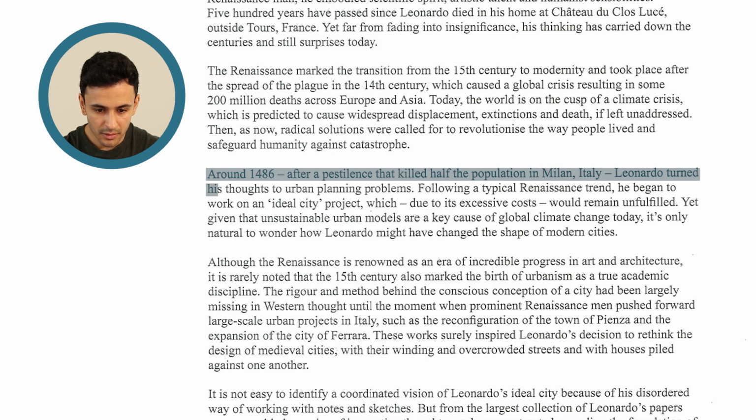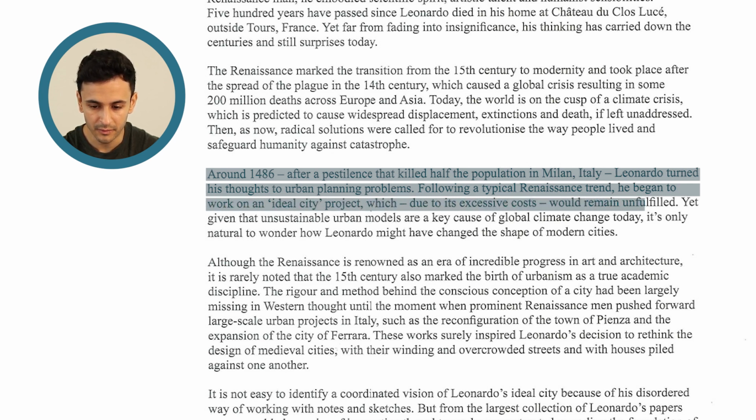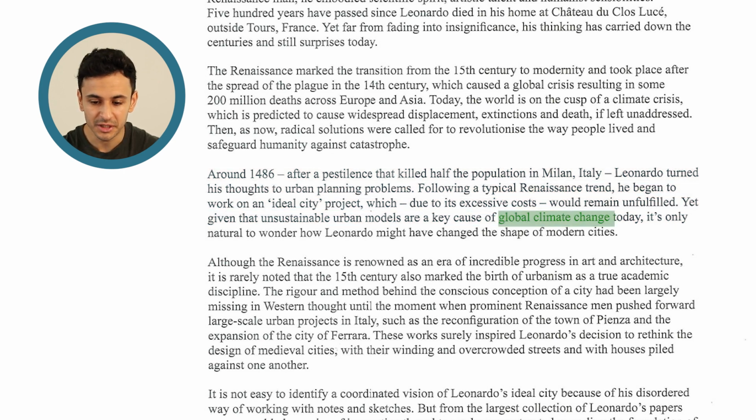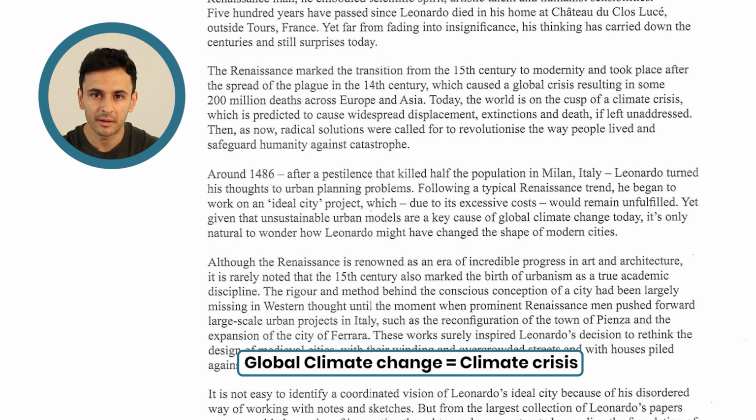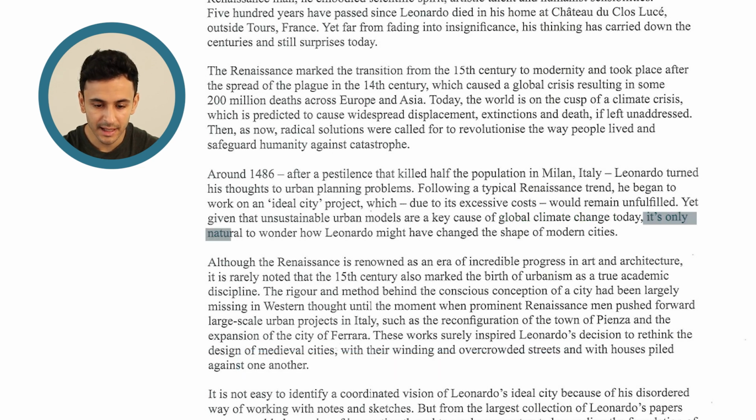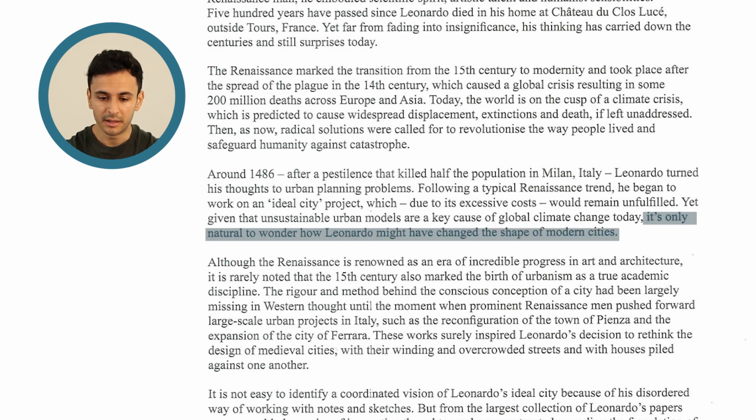Now I'm going to keep on reading. Leonardo turned his thoughts into urban planning problems. Following a typical Renaissance trend, he began to work on an ideal city project which, due to its excessive costs, would remain unfulfilled. Yet, given that sustainable urban models are a key cause of global climate change today, so this is my third keyword, which is global climate change, and it is a synonym with the climate crisis that was mentioned in the question. It's only natural to wonder how Leonardo might have changed the shape of modern cities. As I continue reading, it just says that this is what motivated Leonardo to start working on the project of his ideal city.